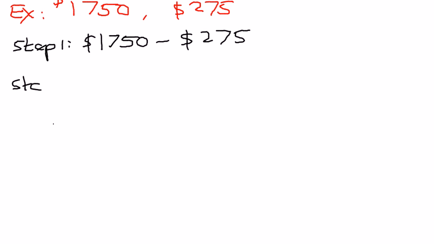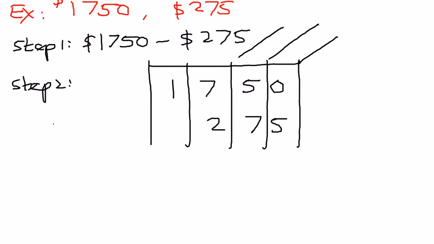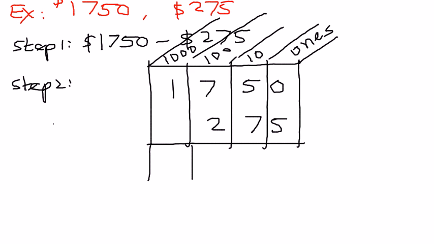So as step number two, we're going to place them on the place value chart and then perform the subtraction. So we have 1750 and then we have 275. Now let us draw the place value chart on top of this, and say what these locations are. The first location is the ones place, the second location is the tens place, the third location is the hundreds place, and the fourth location is the thousands place. So this is what we have, and now we are ready to perform the subtraction.